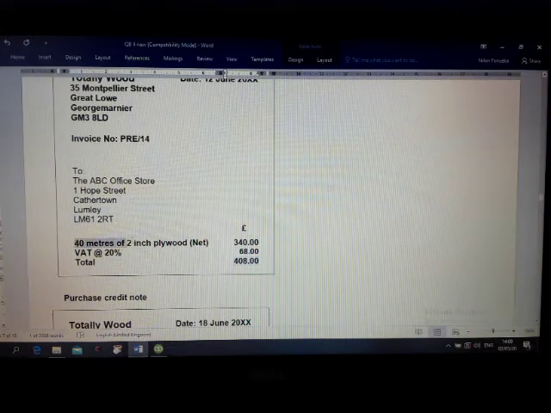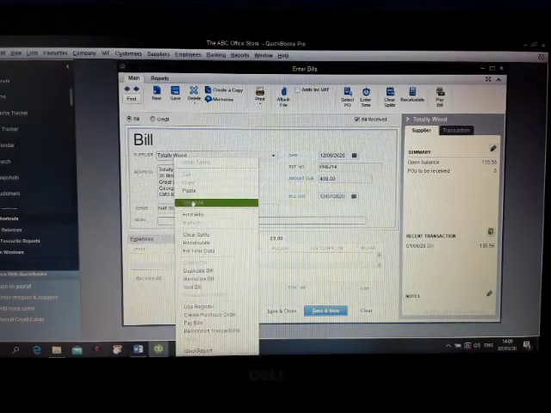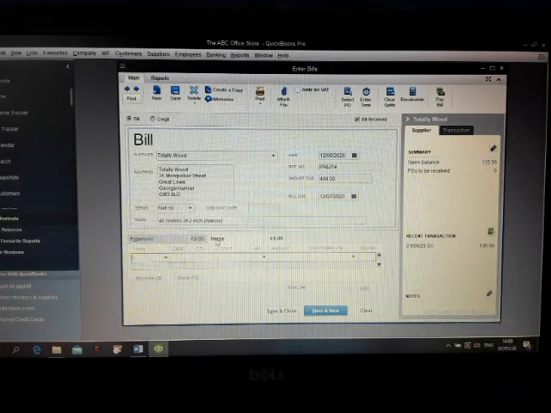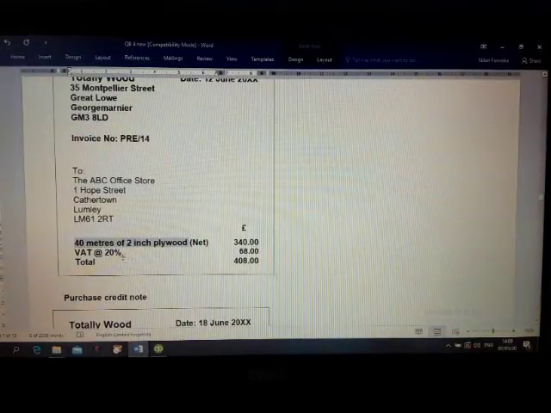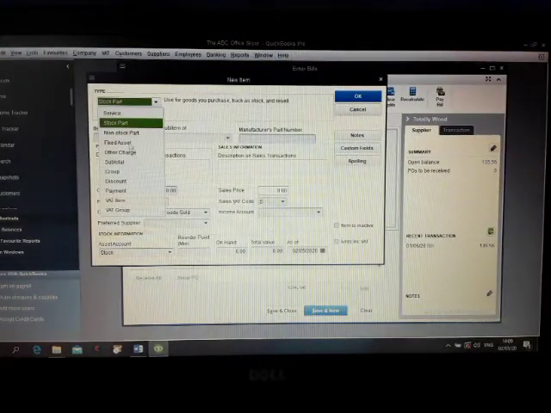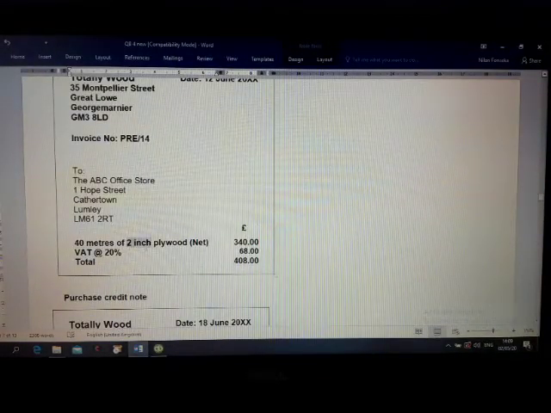14 meters of 2 inches plywood. Right. There are expenses and there are items. I select items because this is 2 inches plywood. Now I'm going to create that item. Go here, add new, stock part. 2 inches plywood. Now this is the item.